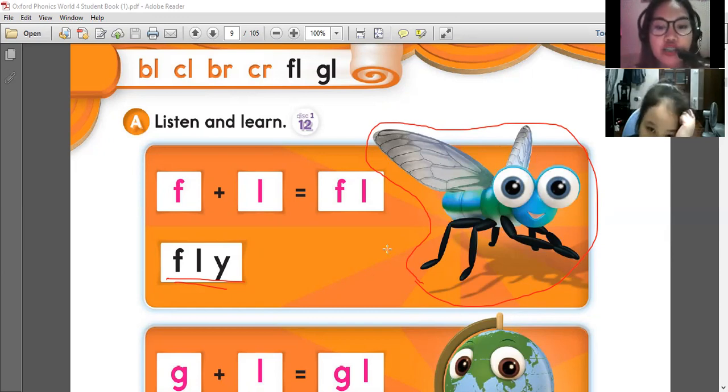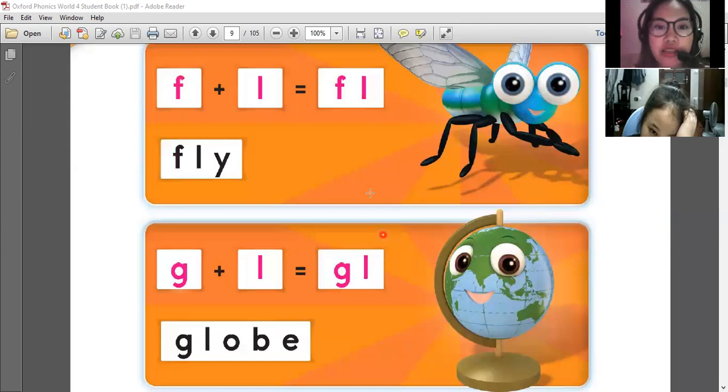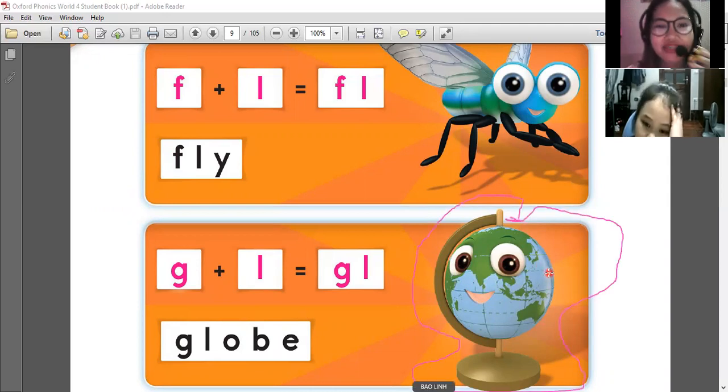Now let's go to GL. All right, GL. So how do you make the sound of GL? We say gl. Can you say gl? Yes, okay, that's how you make the sound of GL. Okay, and in this picture, this is what we call a globe. Can you say globe? Okay, one more time, please. Globe. Okay, yes, can you please louder your voice because teacher can't hear you clearly. Oh, yes, this is a globe.